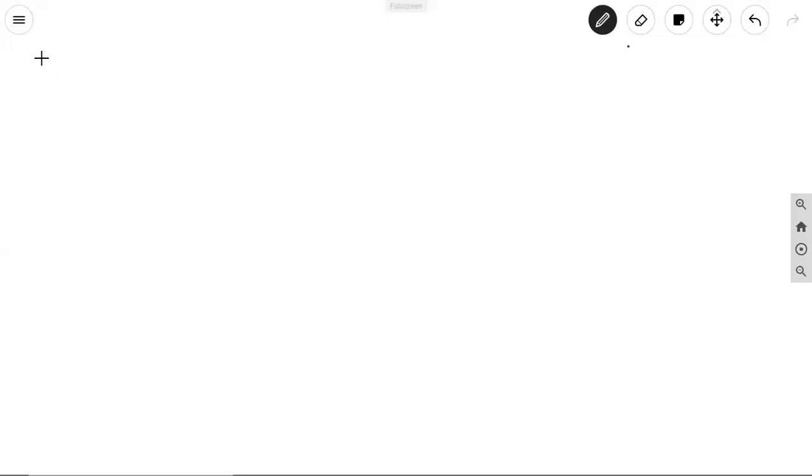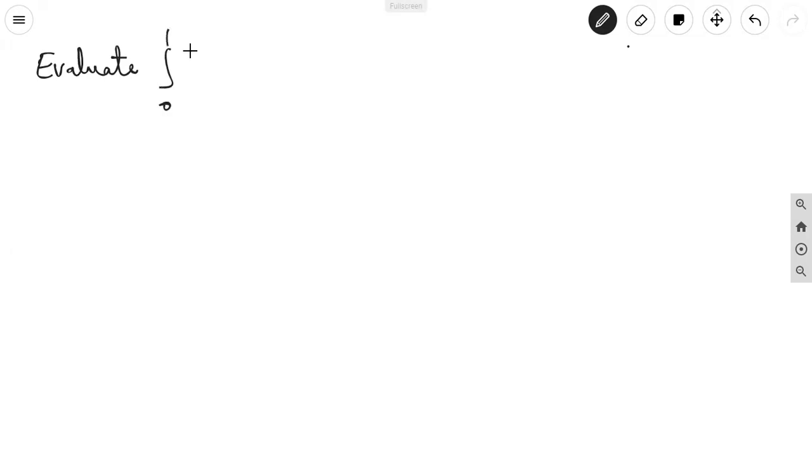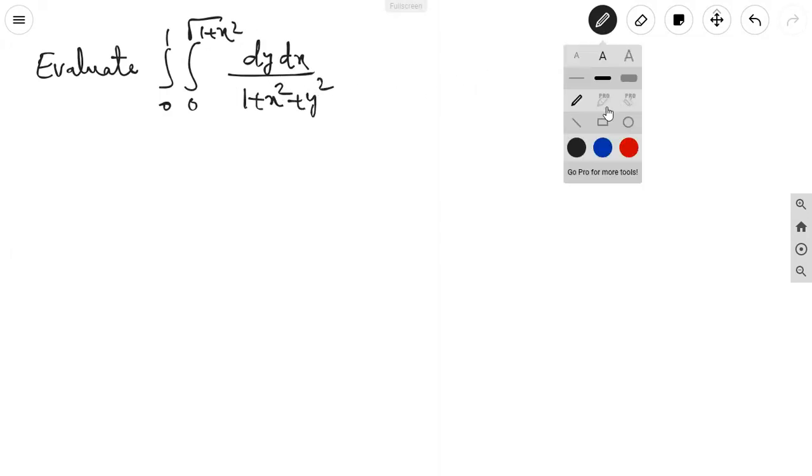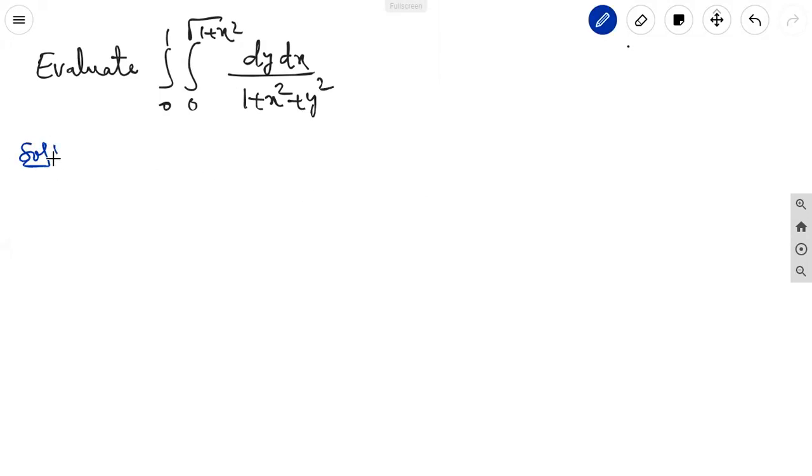Next question. Evaluate the integral from 0 to 1, integral from 0 to under root of 1 plus x square, dy dx by 1 plus x square plus y square. This is the integration. Just here you can observe 1 plus x square.